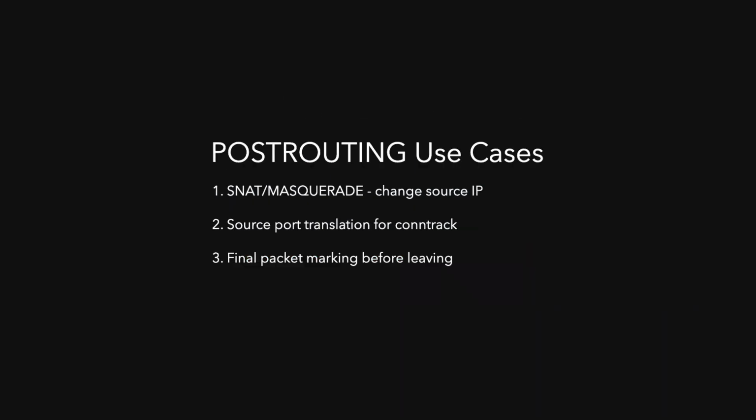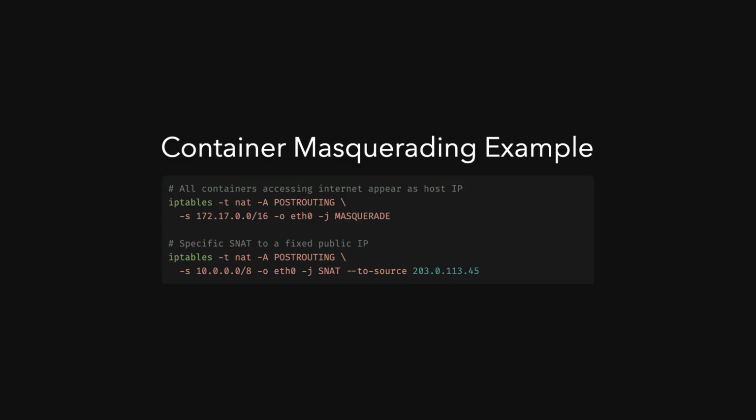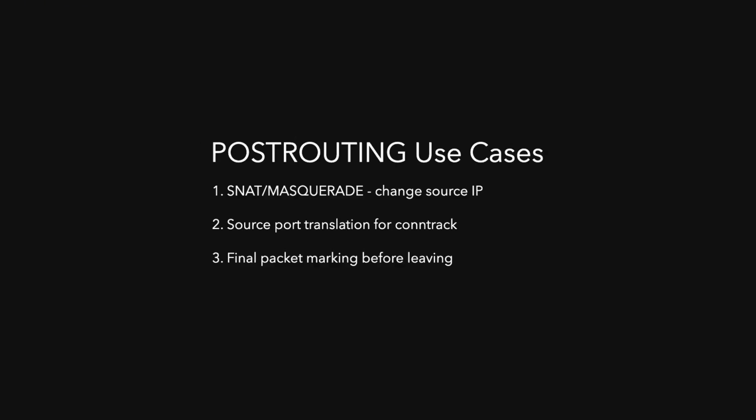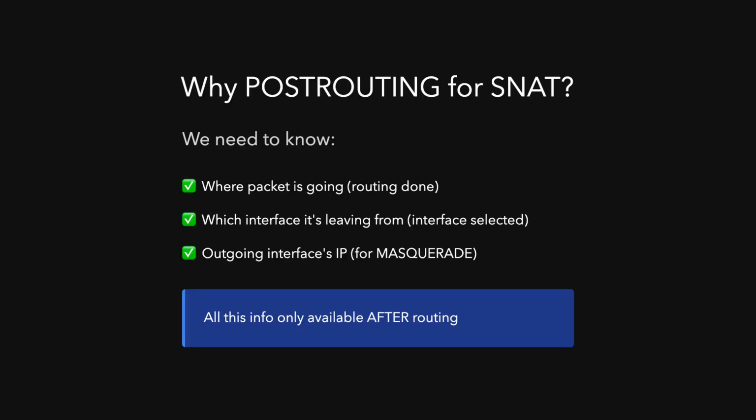And common use cases are SNAT and masquerade. We change the source IP for outbound traffic. For example, container traffic appears as the host IP. A private network appears as the public gateway IP. Also, we can use it for source port translation or connection tracking and final packet marking before leaving the host. And why post-routing for SNAT? Because we need to know where the packet is going, which interface it's leaving from, and what the outgoing interface IP is. And all this information is only available after routing, which is why SNAT must happen in post-routing.